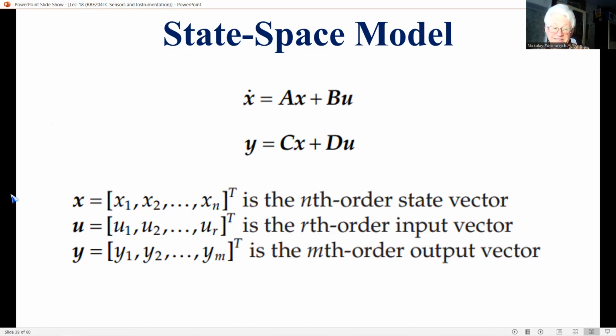Also, A is the system matrix. B is the input distribution gain matrix. C is the output measurement formation matrix. And D is the input feed-forward matrix. It is assumed that the output Y is measurable.